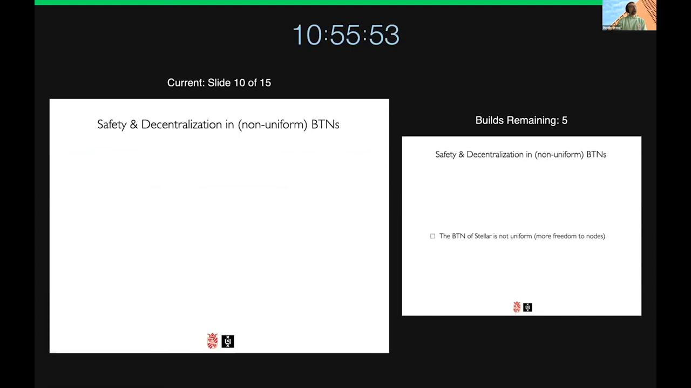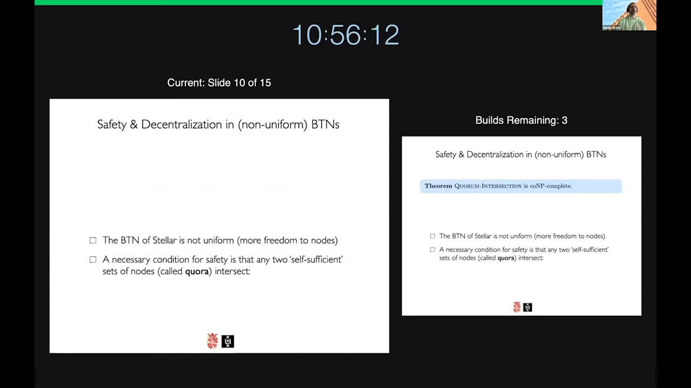Okay, so what happens if we lift the uniformity? If we really allow everybody to set their own quotas, that's the case, for instance, for Stellar. Stellar, in principle, gives more freedom to nodes, and in fact, it stemmed out of the initial Ripple proposition. A simple observation we can immediately make is that a necessary condition for safety in that setting is that I need to self-sufficient, and I will explain what that means in a moment.